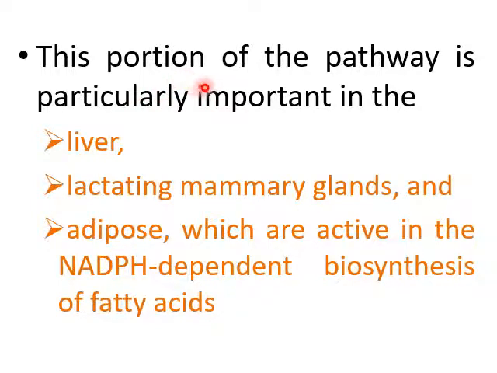The irreversible oxidative phase of HMP pathway, which is the first part of this pathway, is extremely significant in the hepatocytes, in the lactating mammary glands, or in the adipose tissue. What is the reason behind that? There, this pathway is used to synthesize fatty acids using NADPH.